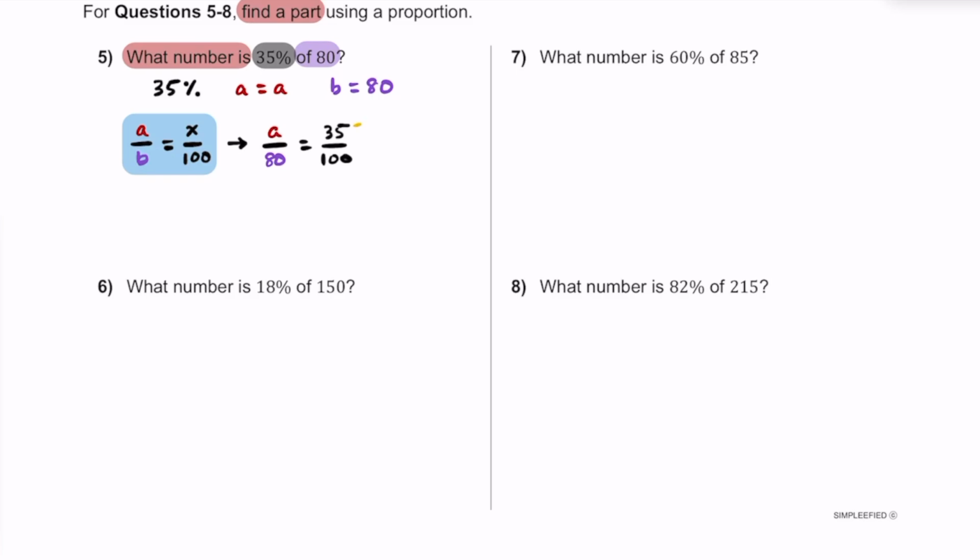All right, what I'm going to do here is just divide this ratio to the right by their GCF. If we do that, we're going to have this a to 80 is going to be equal to 7 to 20.